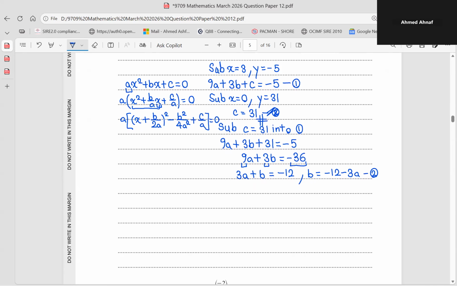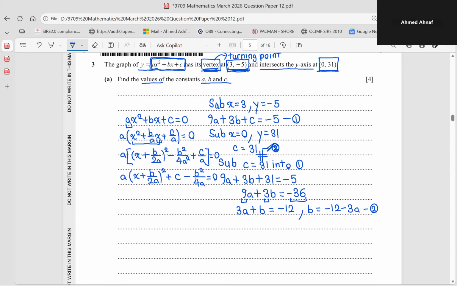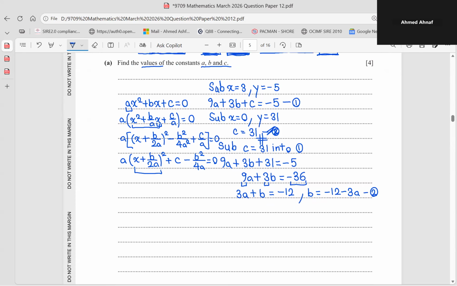And now you multiply the a back in, and you get a bracket x plus b over 2a squared, plus c minus b squared over 4a, equals 0. So this is our completed square form in terms of a, b, and c. To get the coordinates of the turning point, you should equate the bracket in here to 0. And then once you do that, you will get both your x and y coordinates.